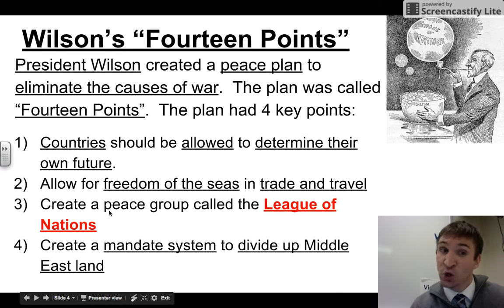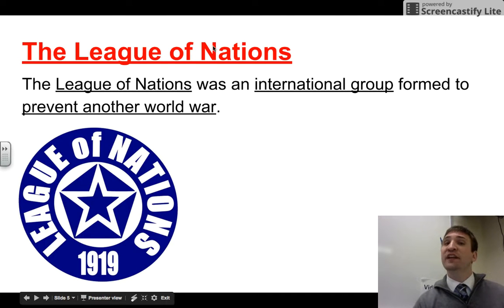Number 3, create a peace group called the League of Nations. Number 4, create a mandate system to divide up Middle East land. And here is Woodrow Wilson creating his League of Nations idea. It wasn't long before someone burst his bubble. The League of Nations. The League of Nations was an international group formed to prevent another world war. Sounds like a good idea.